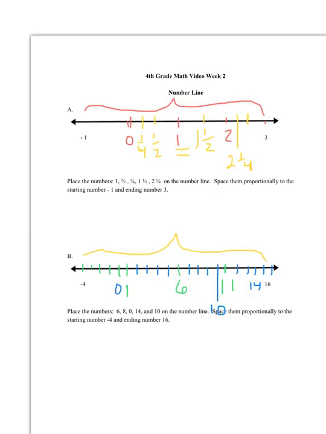So when we look back and we say, okay, well, did we find all of our numbers? Oh, wait a second, we didn't find 8. If we come back to find 8, 8 would fall there. So we know where 6 falls, where 8 falls, where 0 falls, where 10 falls, and where 14 falls on this number line.